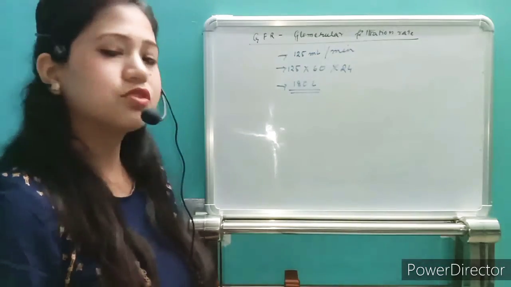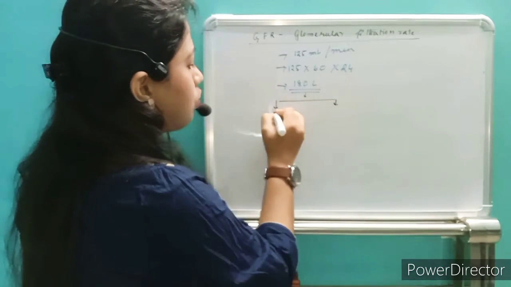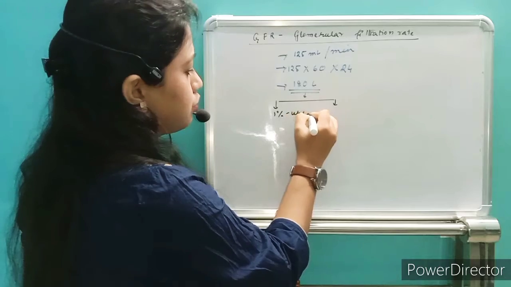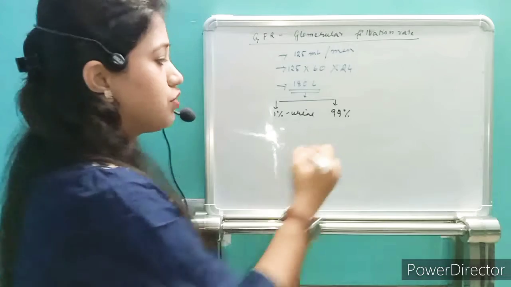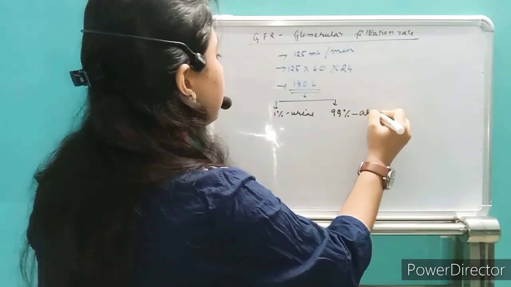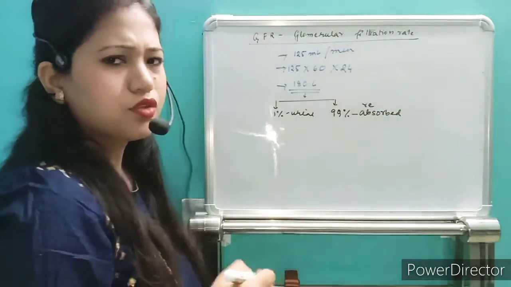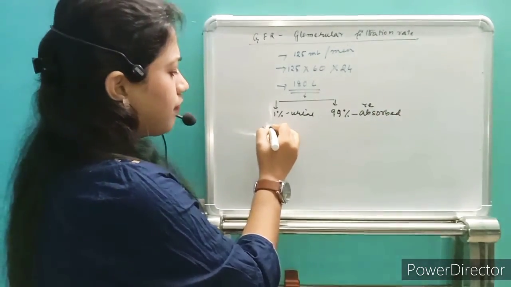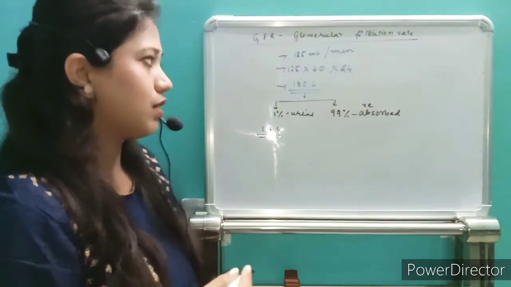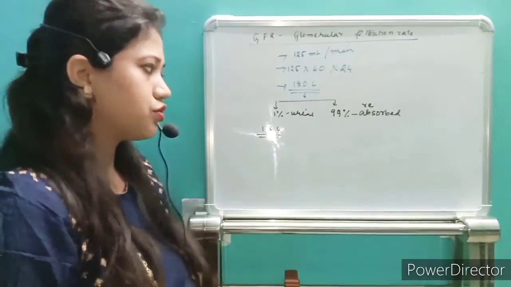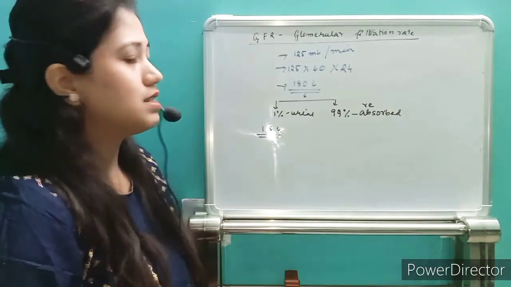So 180 liters of urine we produce, but what happens is that from this only 1% will be released as urine. The remaining 99% of this same nephric filtrate will be reabsorbed by our body. So around 1 to 1.5 liters of urine we produce, and the remaining 178.5 liters of nephric filtrate we reabsorb. So that is the GFR.